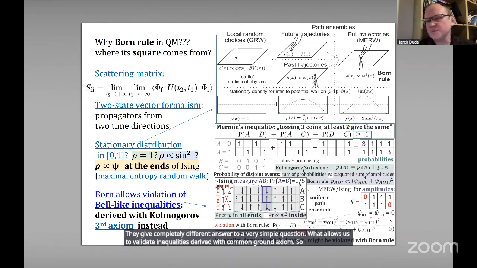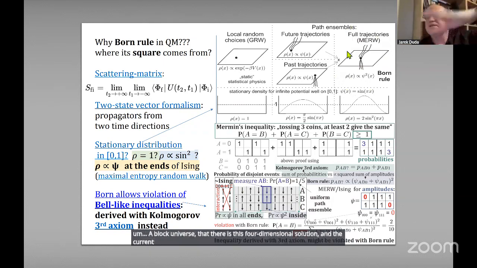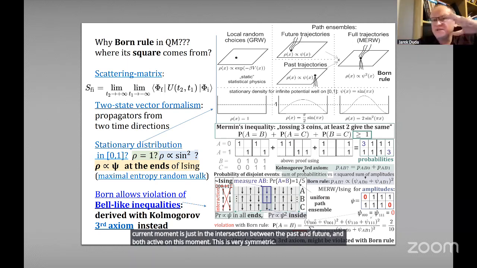I see that we can see the Bell violation as literally the proof that in fact we live in this block universe, that there is this 4-dimensional solution, and the current moment is just the intersection between the past and future, and both act on this moment. This is very symmetric. We think about asymmetry, the Kolmogorov third axiom, but physics is symmetric, the Born rule.